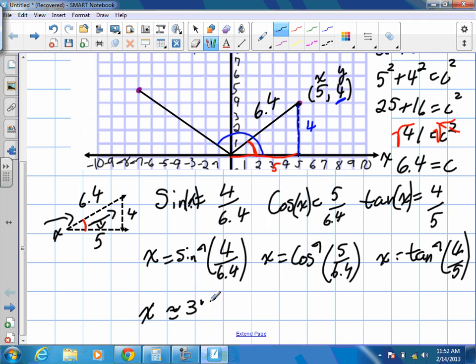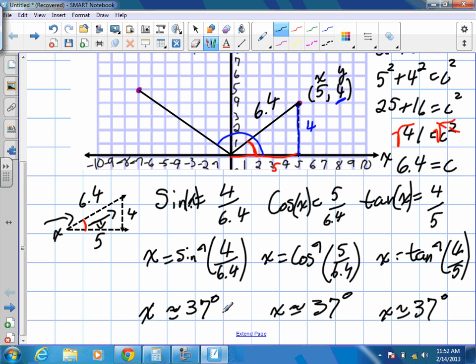And if you do the other two, what are you going to get? Approximately 37 degrees. You will find the exact same angle no matter which of the ratios you set up, because we happen to have all of the information at this time. So we've found the acute angle. Okay? That's the easy part.